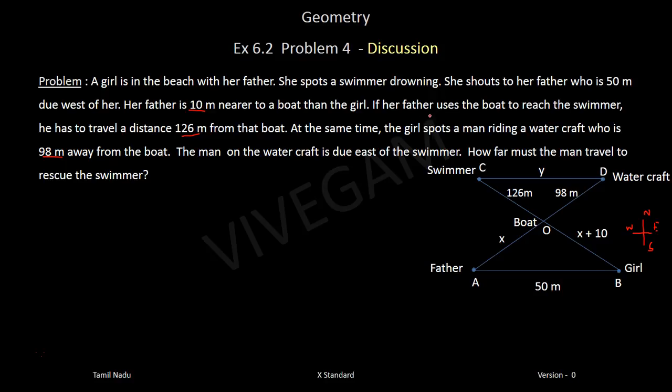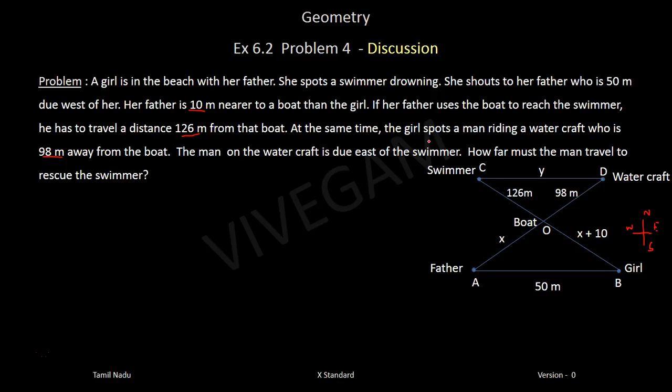The next it says if her father uses the boat to reach the swimmer, he has to travel 126 meters. So the swimmer is here. This is the beach somewhere. So he has to travel 126 meters from here to here.